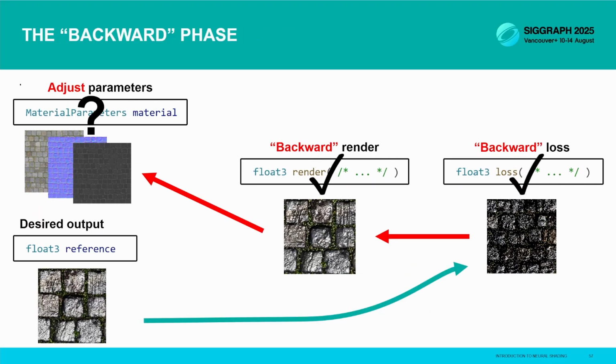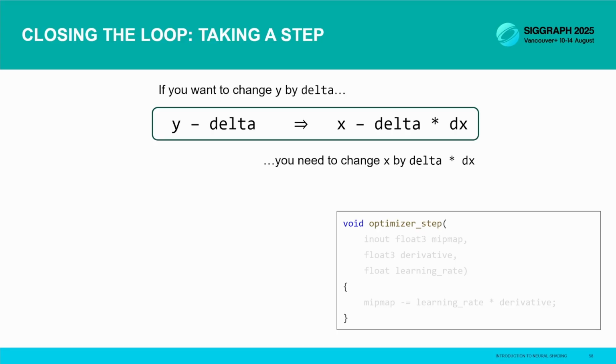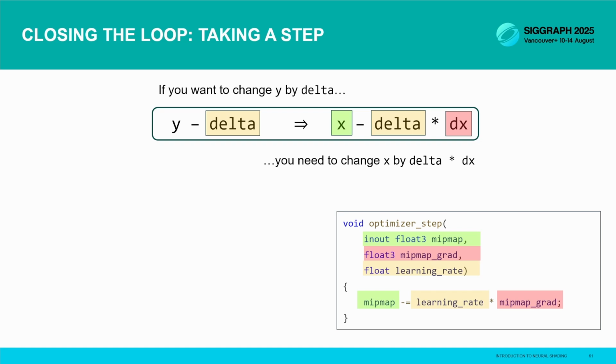So that's most of the backwards phase complete. The last missing step is how to adjust the current bitmaps given that we know what the derivatives are. Now if you remember from this earlier slide, if we want to change the output by some delta, then we need to change the input by delta times the derivative. Pattern matching this to our code, the inputs, well, that's just the current bitmaps. The derivatives, that's what we just computed in the backwards phase. And this delta is actually a free parameter that you can choose. And this is commonly called the learning rate.